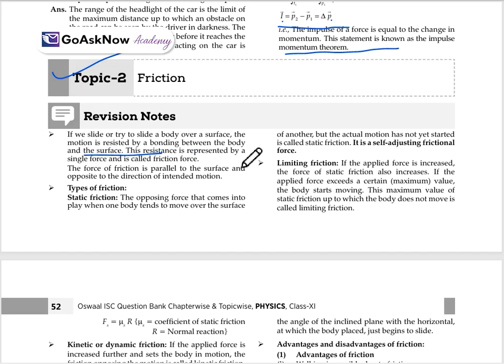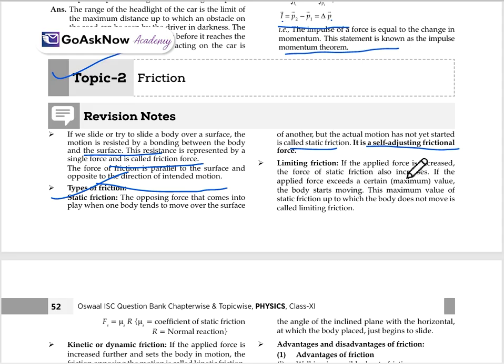The resistance is represented by a single force, which is called friction force. The force of friction is parallel to the surface and opposite to the direction of the intended force. There are some types of friction. Firstly, static friction is the opposing force that comes into play when the body tends to move over the surface, but actually has not started moving. Keep in mind that static friction is a self-adjusting frictional force.